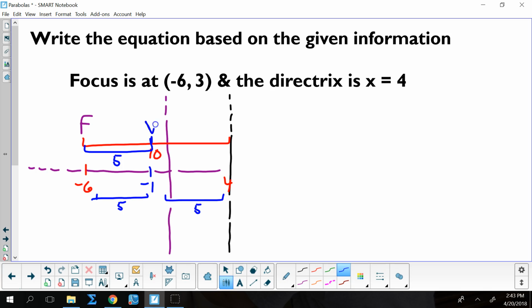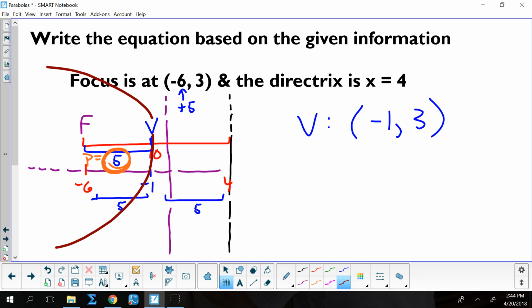So if I shift my vertex to right there, that means I'm going to add 5 to the x part. So the vertex then would be at negative 1, 3. And then p, this 5 value, that's my p. So p is 5. Which way does this parabola open? Well, the vertex is here. The focus is inside the parabola. So the parabola is going to open to the left. A left opening parabola would be (y minus k) squared equals negative 4p times (x minus h).